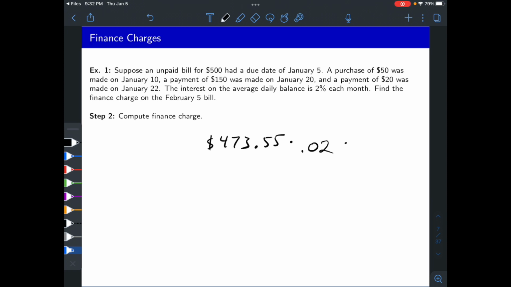And that would be just $9.47. Okay, so it's just going to be $9.47. Cool. Yeah. So that's it. That's the finance charge.